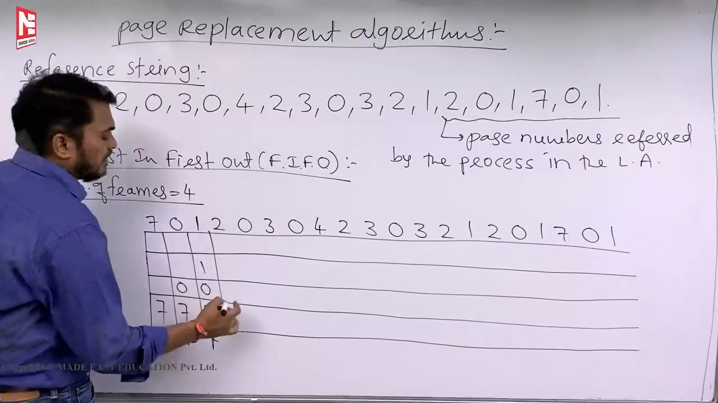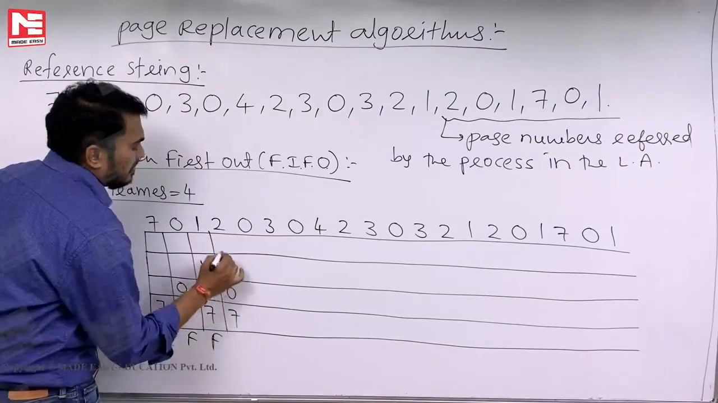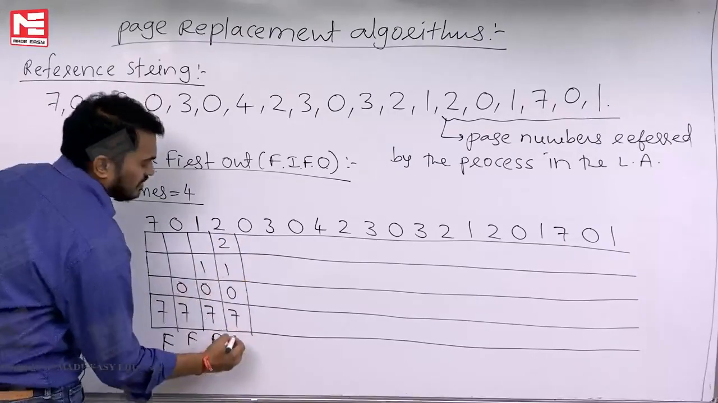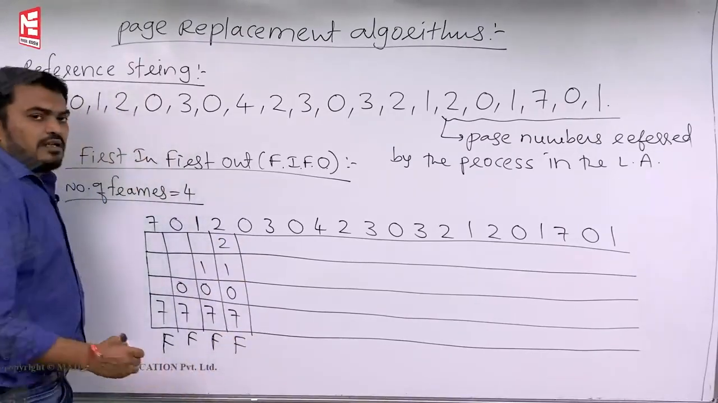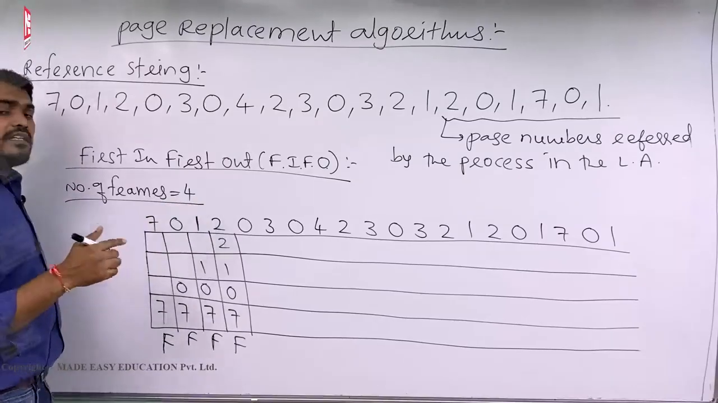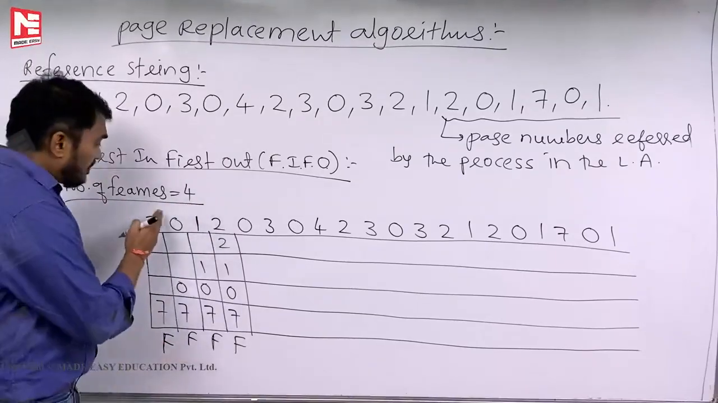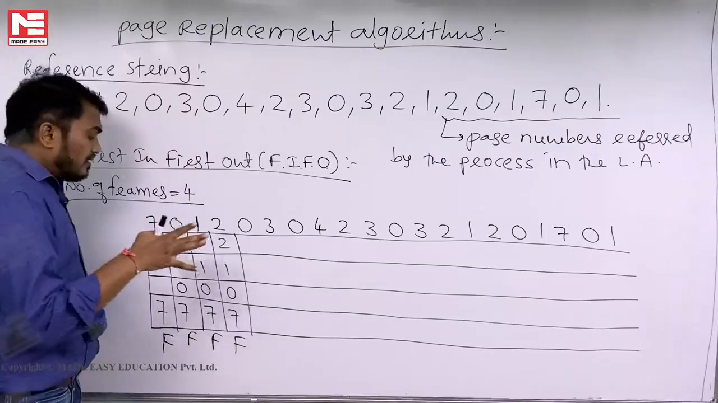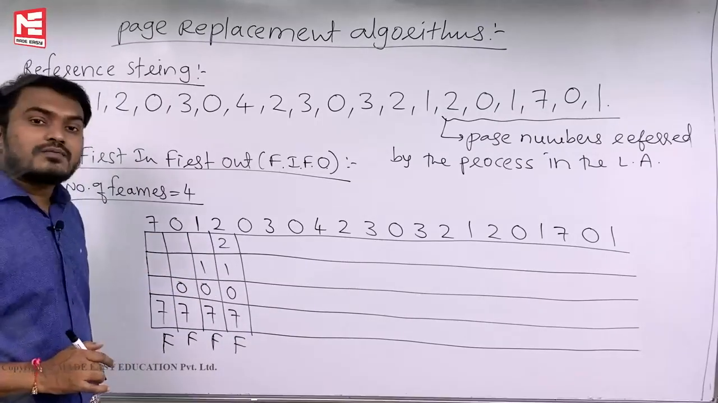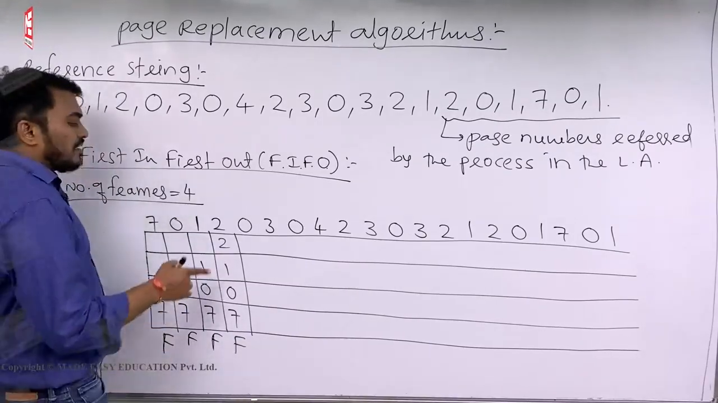And next is a 2. 2 is also not available. We load that into the next frame here. So that is 7, 0, 1, 2. That is also called as what? Page fault. So initially the first 4 will be different pages and not available in the memory. And remember they are also called as what? Page faults.